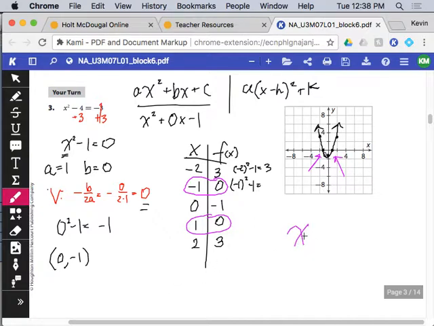So what are the zeros of my function? The zeros of my function are x equals negative 1 and x equals 1. That's where my function is equal to 0. Does that make sense? So those are the zeros of my function. So what did I do? I just solved this equation. x squared minus 1 equals 0. What are the solutions of that equation? Solutions of that equation are negative 1 and 1. Does that make sense to you guys? Yes, ma'am.